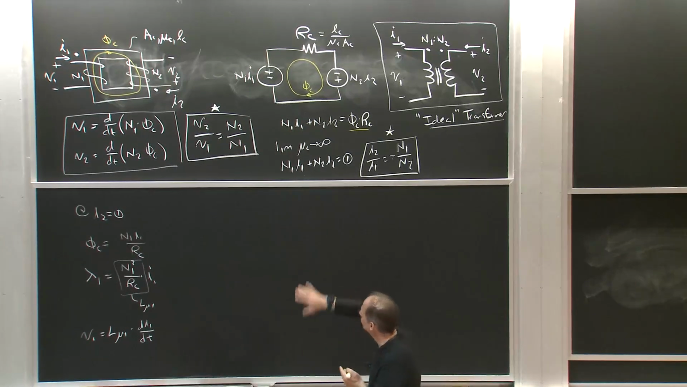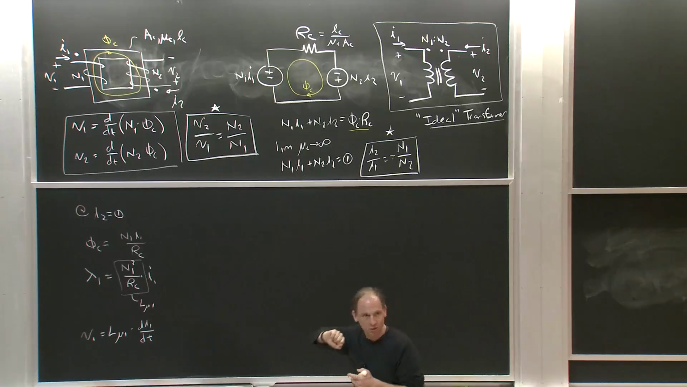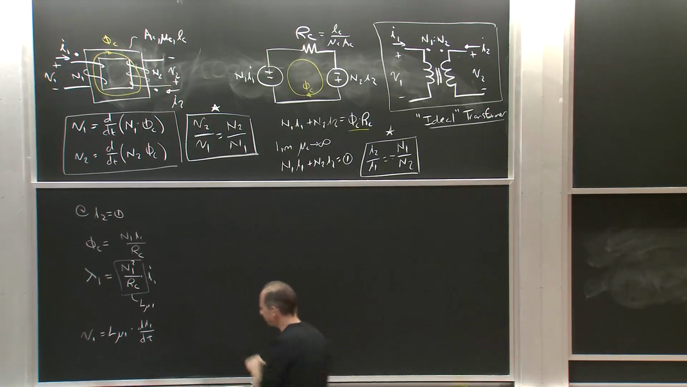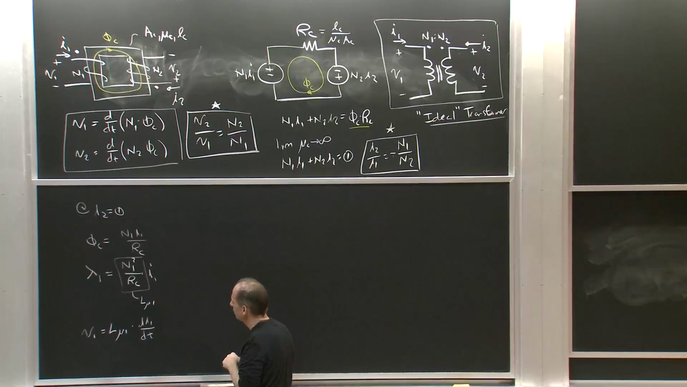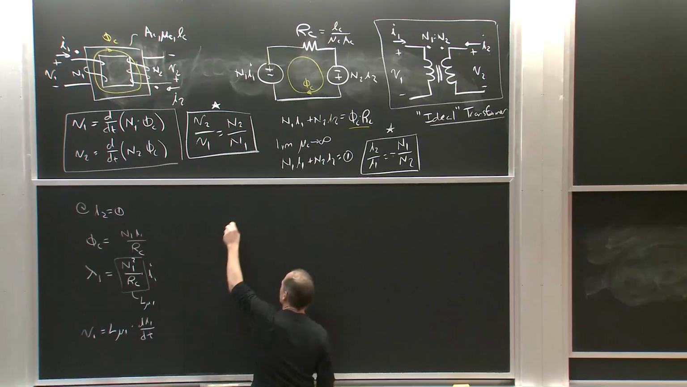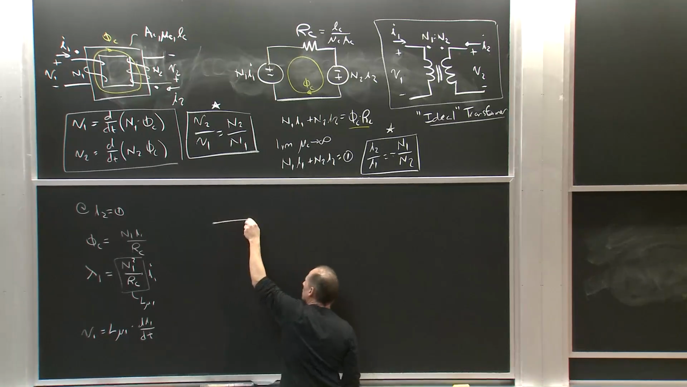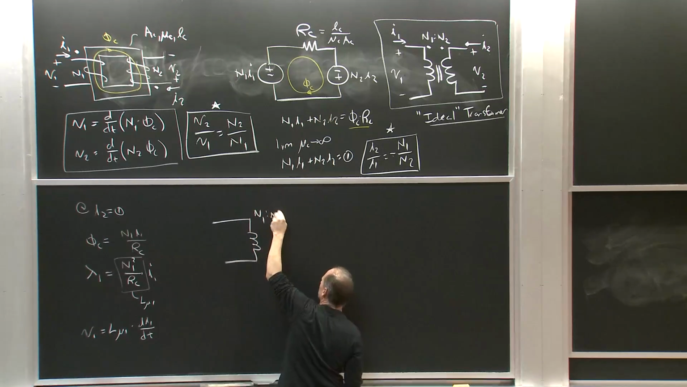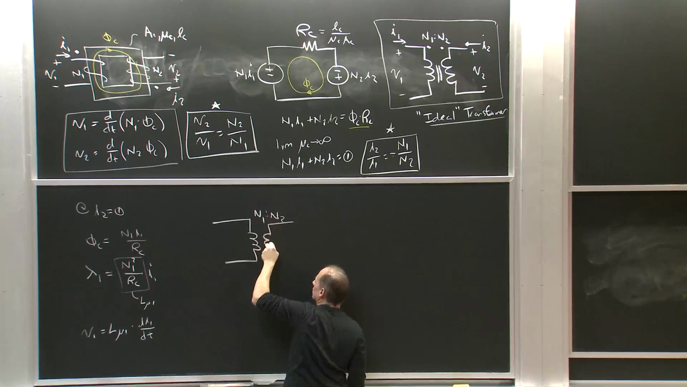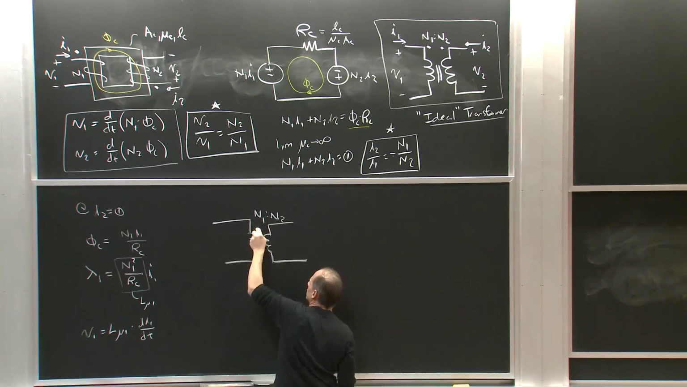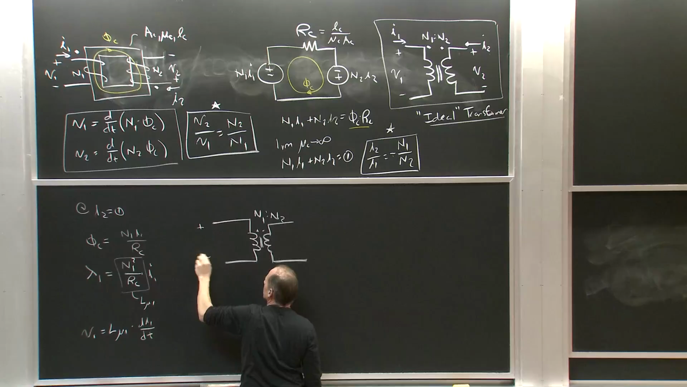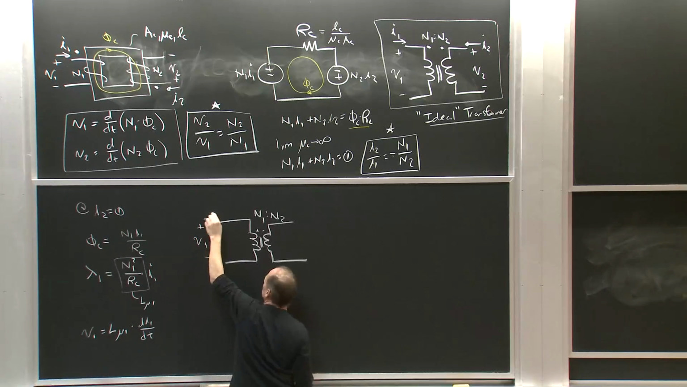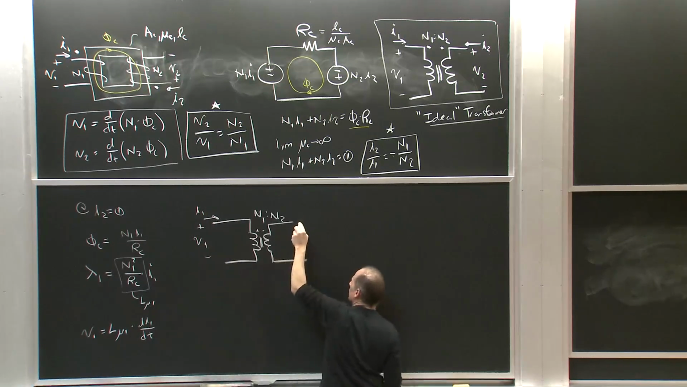So what would I do to represent that I have finite flux in the core? The flux would have been 0 or negligible if the reluctance of the core was 0, but it's not. So what I could say then is that maybe I could model this thing this way. I could model the transformer as an ideal transformer, N1 to N2. Here's V1 and I1, and here's V2 and I2.